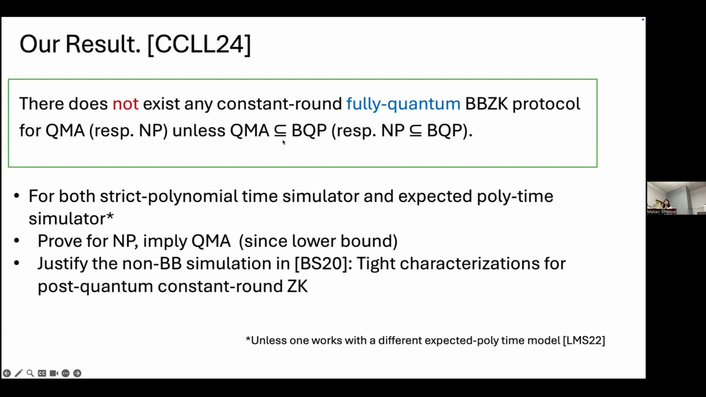So unless QMA is in BQP. As I mentioned, QMA is the quantum analog of NP, and BQP is the quantum analog of P. So basically, we don't believe this is true. Respectively, if you care only about NP, this impossibility holds unless NP is in BQP. Even though we know quantum can do lots of stuff, in general people don't believe that it can solve NP-complete problems. So usually we believe that NP is not in BQP.